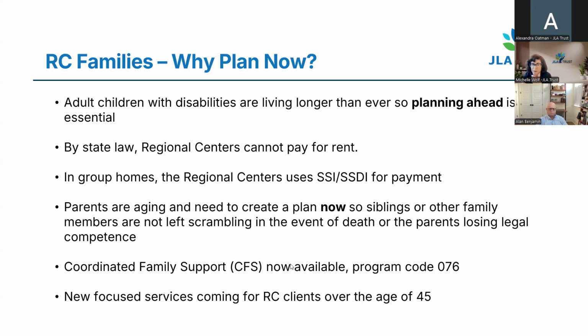Parents can take advantage of a program called Coordinated Family Support, CFS. In your next IPP, individual program plan, I encourage you to ask for it. It is program code 076. If you are in self-determination, you can also ask for coordinated family support for what they call futures planning. There are some new services coming for regional center clients over the age of 45, but that's happening in just a few places initially throughout the state.